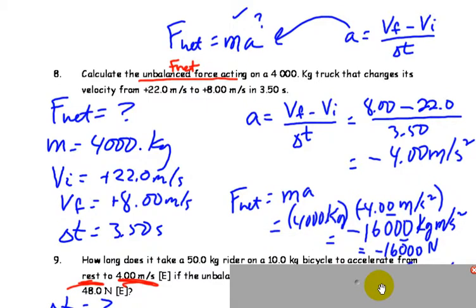So looking at this, 4,000 kilograms times our negative 4.00 meters per second squared. So you can see here I get negative 16,000 kilogram meters per second squared, or newtons. There's 3 sig figs here, so 1, 2, 3. Put a line over that 0 indicating that those 3 are significant. So the truck is slowing down, so obviously there's a net force that's operating against us, i.e. the brake being applied on the truck, and that net force, of course, is negative because we're slowing down.